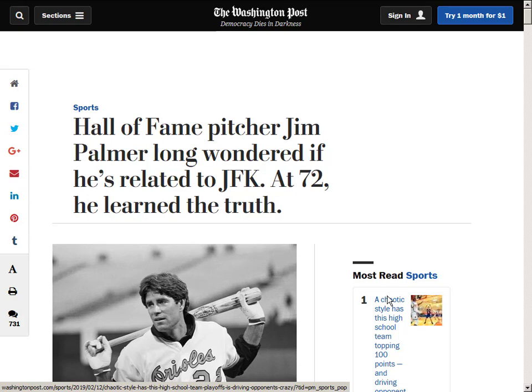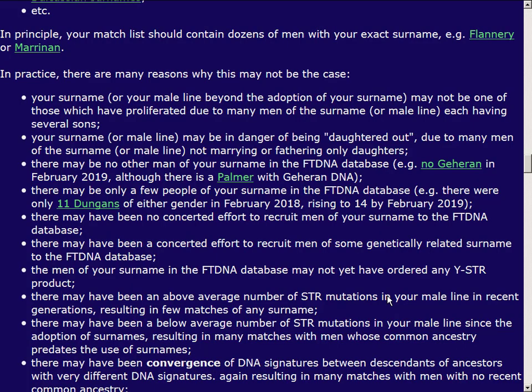But they got in touch with various people in County Clare and eventually discovered that his mother was a Clare woman, his father was a Leitrim man, and his father's surname was Geharan. And at some stage, some other Geharan will join Family Tree DNA and say, that's weird, my only match is a perfect match with a Palmer, and then we'll figure out what the truth is.